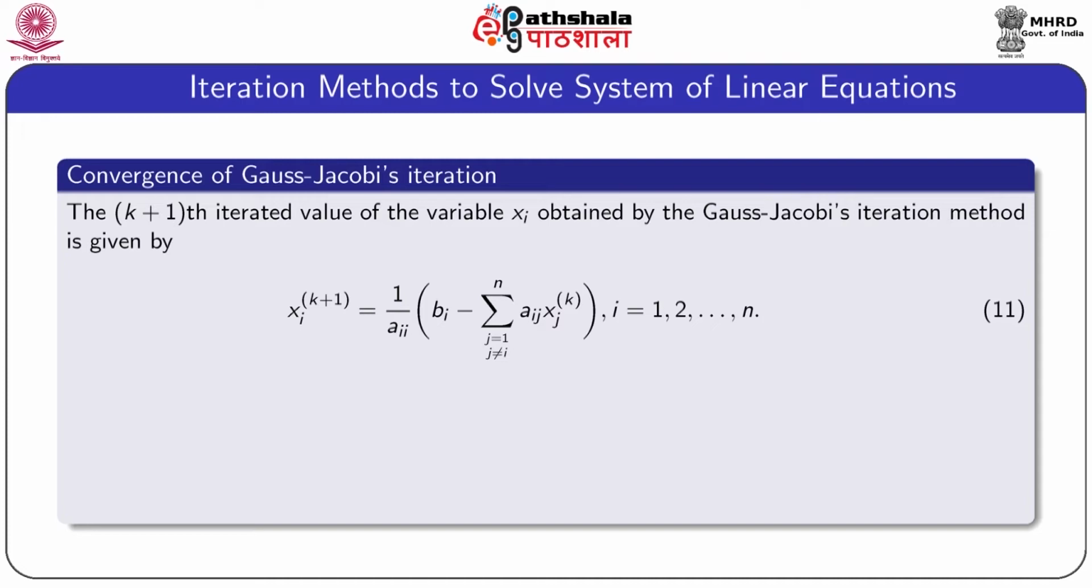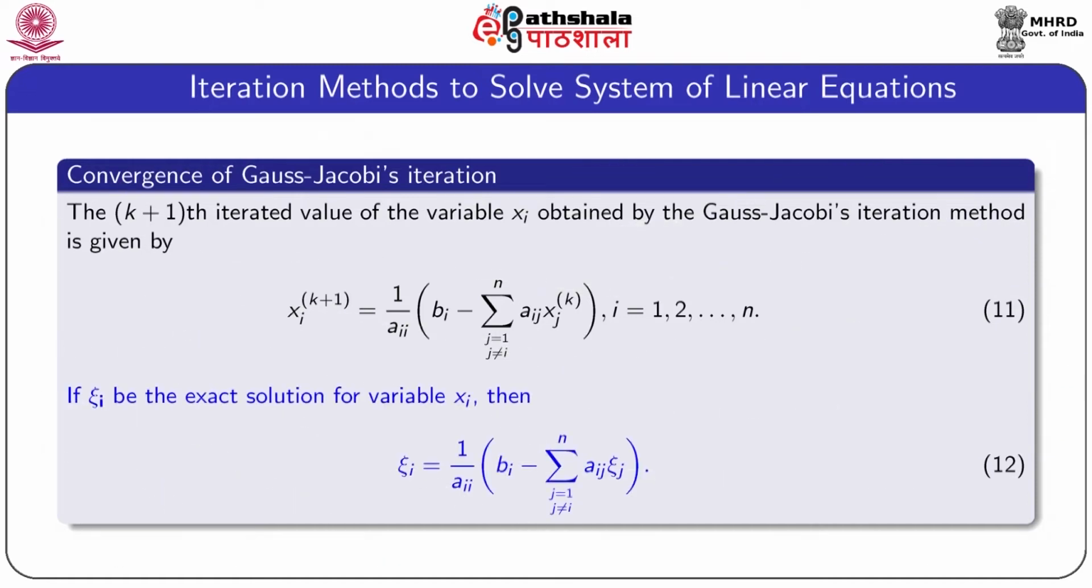Now, we shall discuss the sufficient condition for convergence of Gauss-Jacobi's iteration method or simply Jacobi's iteration method. The k plus 1 iterated value of the variable xi obtained by Jacobi's method is given by xi^(k+1) equal to 1 by aii into bi minus summation j equal to 1 to n, j not equal to i, aij xj^k, where i equal to 1 up to n. This is the ith equation of the system of equations.